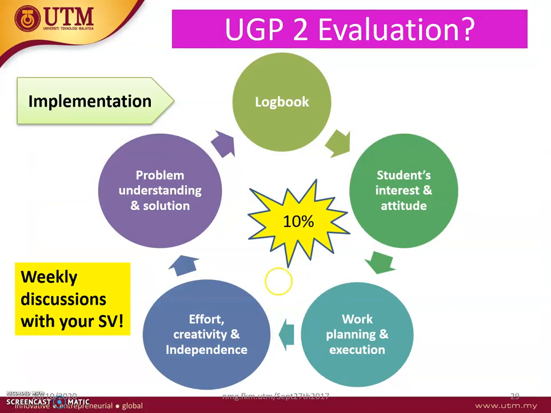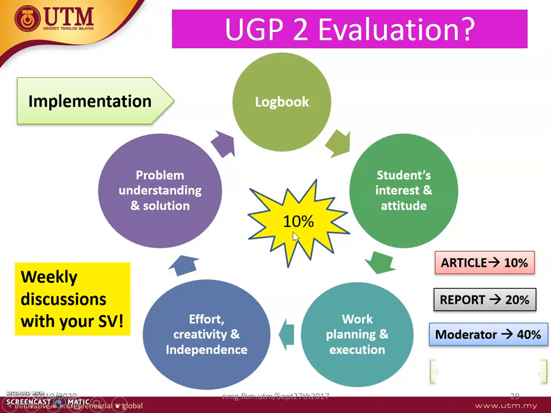So UGP 2 evaluation, the implementation itself is worth 10%. It's quite small. But you have the article 10%, report 20%. So in the end, your supervisor is responsible for 40%. The moderator is the person who will read your final thesis, 40%, and the oral video presentation is 20%.